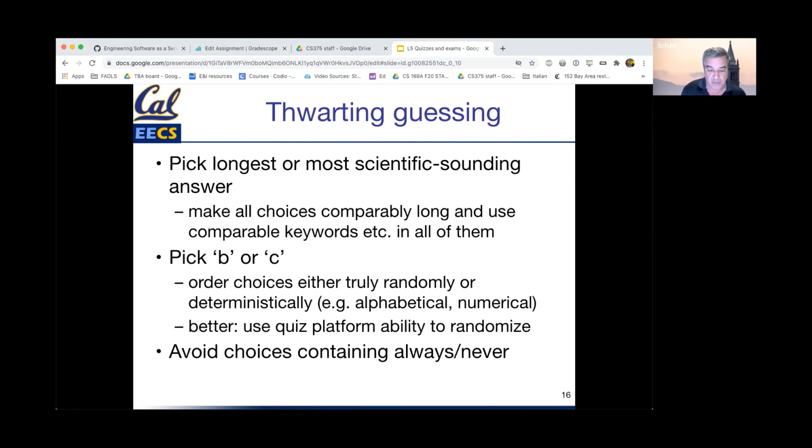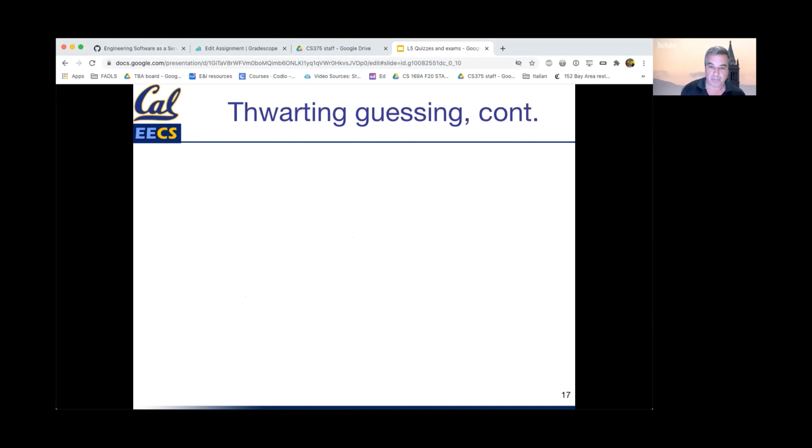Be very careful when you have either a correct answer or a distractor that contains the word always or never. Even in engineering classes, it's really rare that something is really always true or really never true. So students tend to shy away from answers that contain always and never. Our solution is to just be very careful and use those words very sparingly.